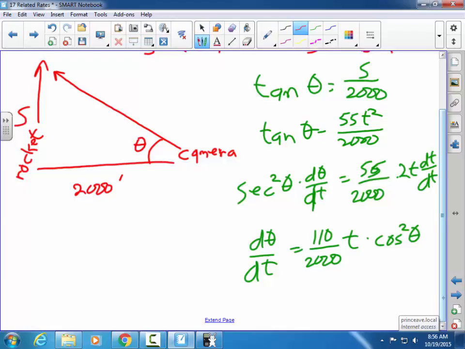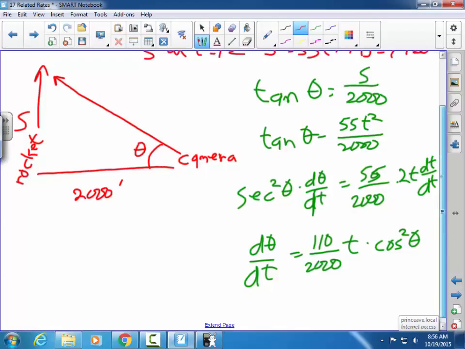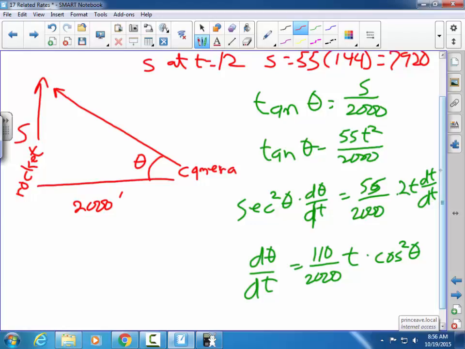Go back up to the beginning, meaning what? Which line? Okay, let's use a different color.